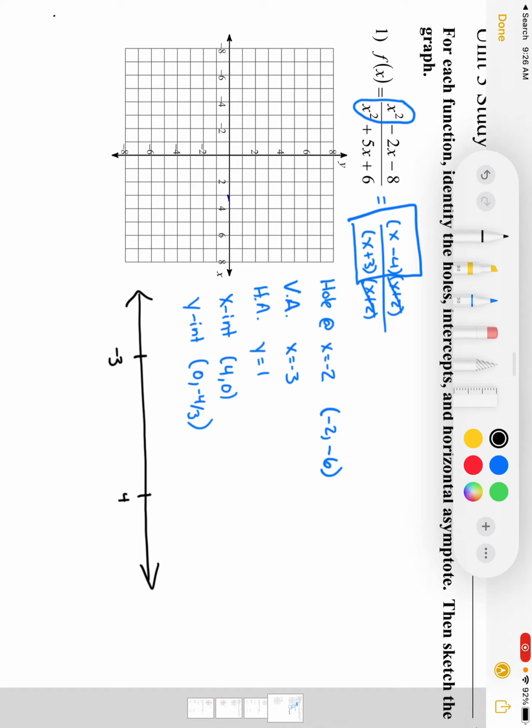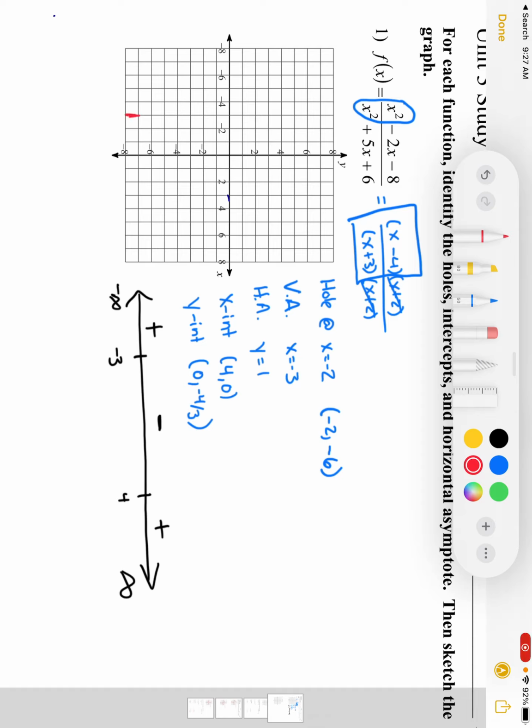So if we choose some value between -infinity and -3, we're going to get a negative divided by a negative, which is going to give us a positive. And so then we alternate signs because neither the factor x + 3 nor the factor x - 4 are of even multiplicity. So let's graph our vertical asymptote.